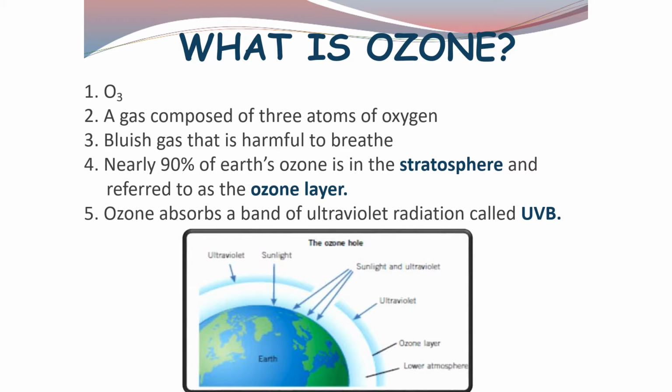Fourthly, nearly 90% of Earth's ozone is in the stratosphere and is referred to as the ozone layer. Fifthly, ozone absorbs a band of ultraviolet radiation called UVB, the ultraviolet band. This is the structure shown in this slide, where ultraviolet rays, sunlight, and the ozone hole are shown. The ozone layer is present in the lower atmosphere.